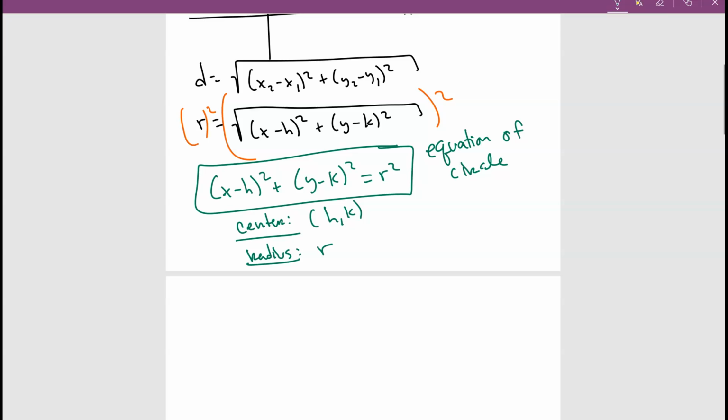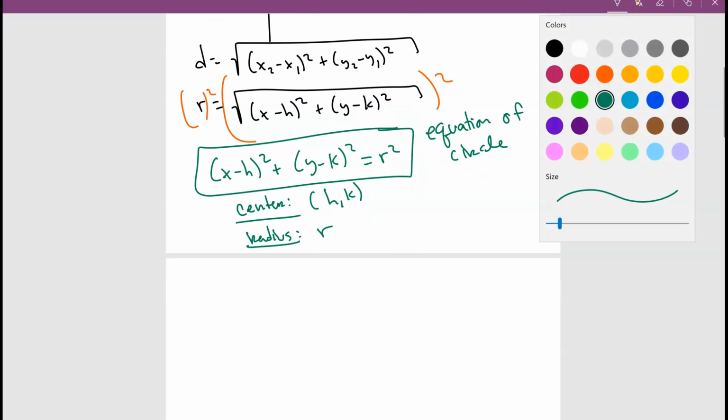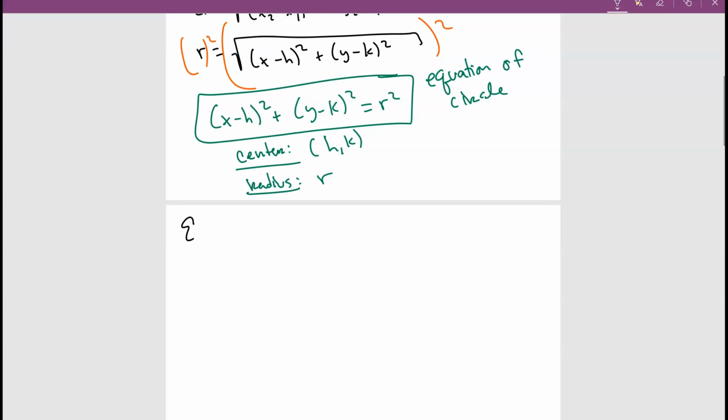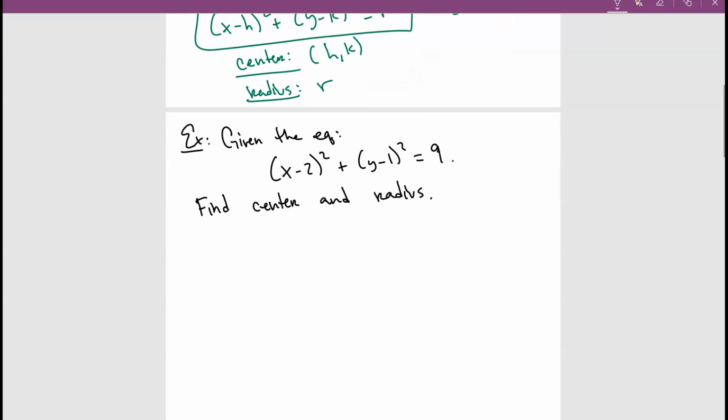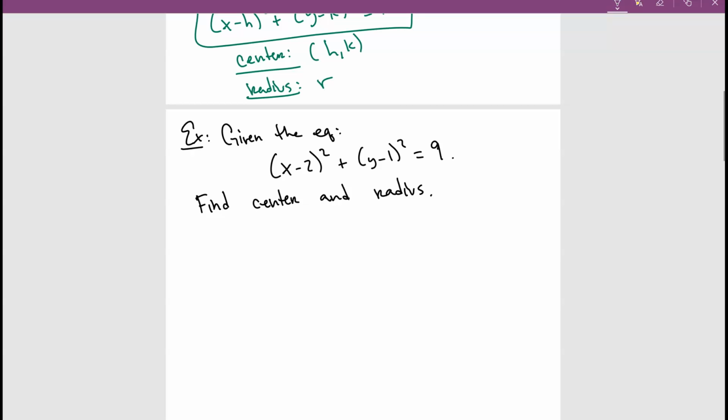So let me give you an example. Here's my example. Given the equation x minus 2 squared plus y minus 1 squared equals 9, find the center and radius. Here's the equation of a circle, and we want to find out what is going to be our center and what is going to be our radius.